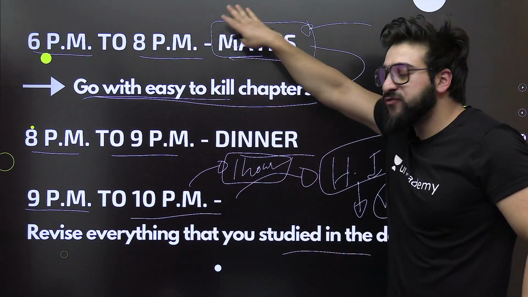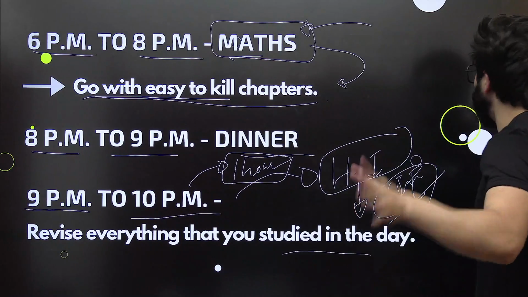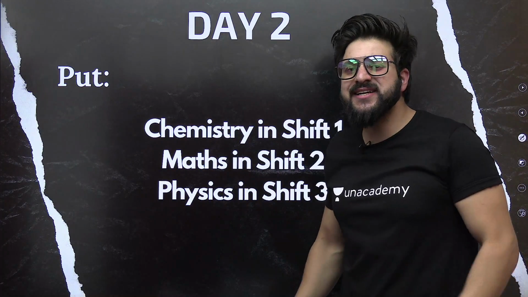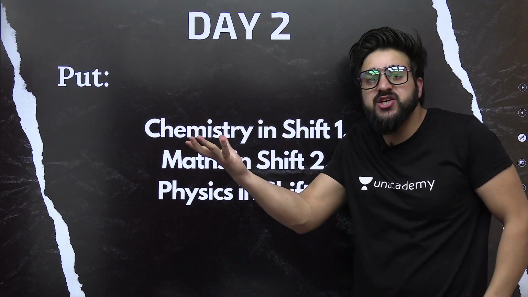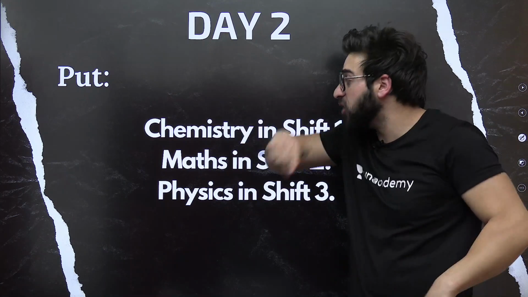Now, this is for the Monday. Understand? You are done with day 1. Let's move on to day 2. Let's see what happens in day 2. Now, in day 1, what you exactly did is that in shift 1, the morning shift, you took the most difficult part of physics.